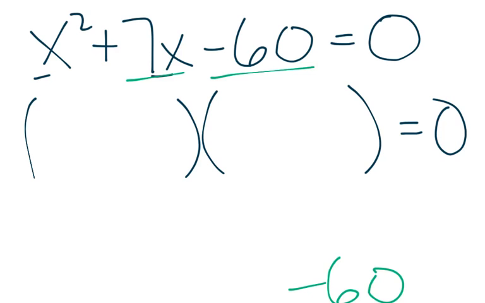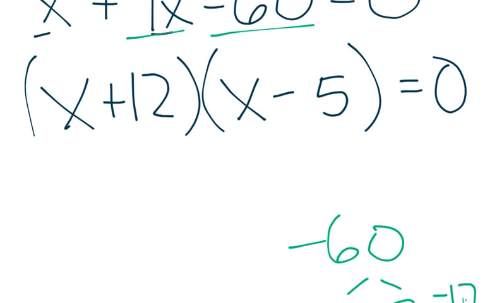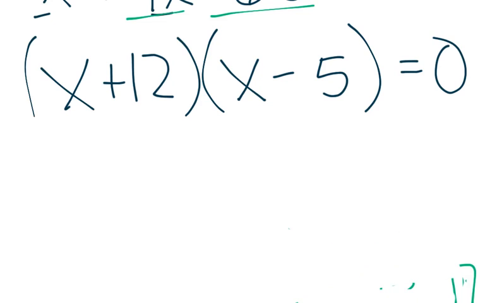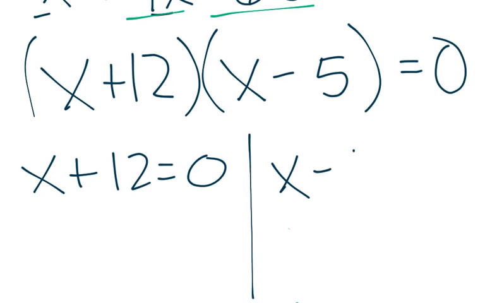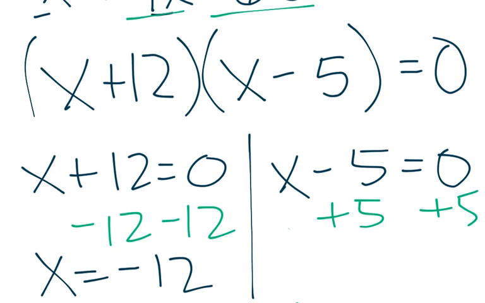So when we go up here, since we have positive 12, we're going to say x plus 12 and x minus 5. Okay, now that we have this factored, we can set both of these factors equal to 0 and solve. So we have x plus 12 equals 0, or x minus 5 equals 0. And we want to get the x by itself, so we're going to subtract 12 from both sides, and we have x equals negative 12, and then we're going to add 5 to both sides. So we have x equals 5.